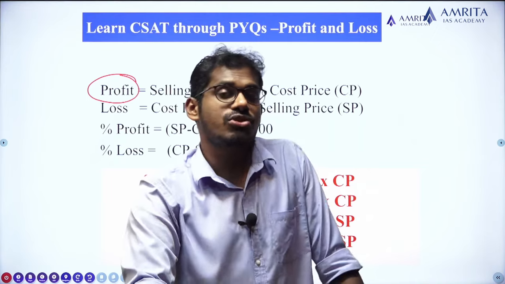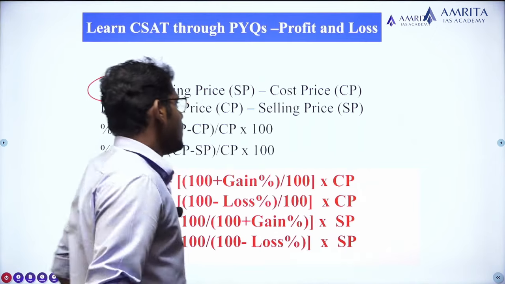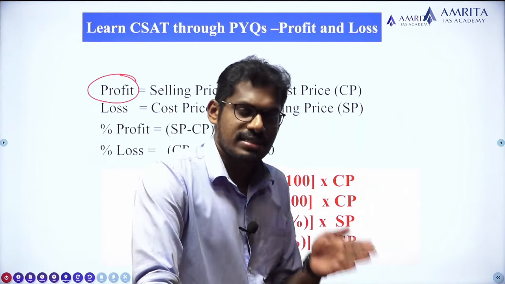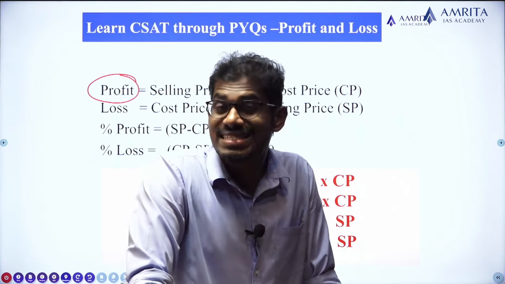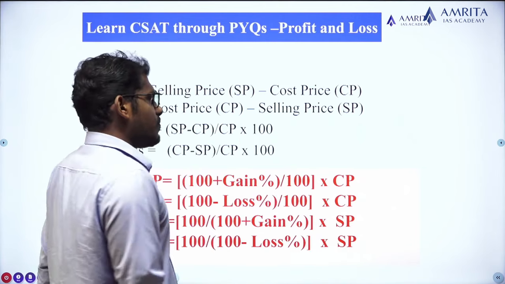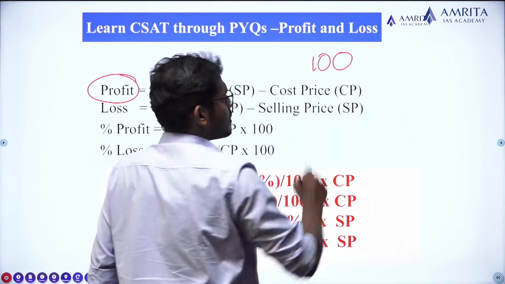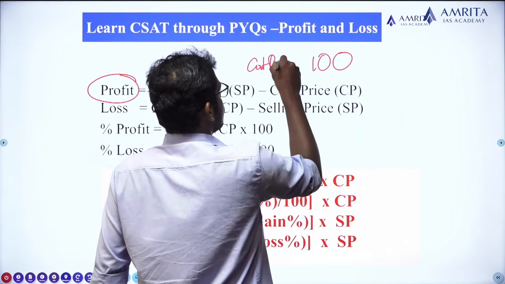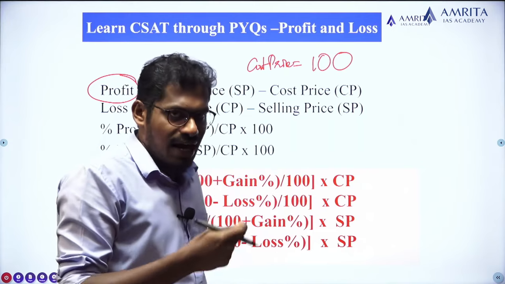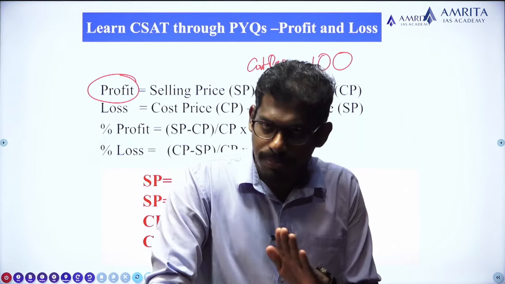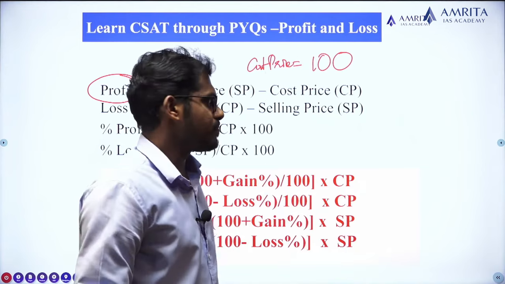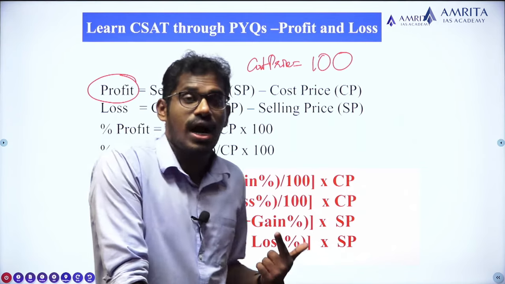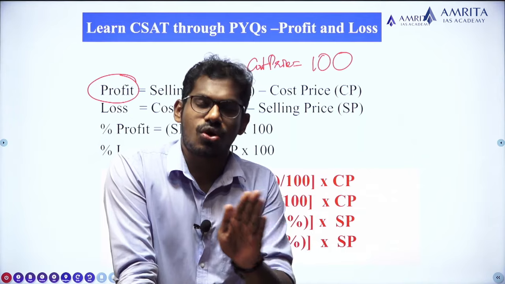So now we have to talk about what actually the selling price and cost price are. Selling price is the price at which a particular product is sold, and cost price is the price at which that particular product is purchased by the seller. I will explain. If a seller has purchased a particular good at a price of 100, this is the cost price, which means the price at which the good is purchased by the seller. Seller means the person. He has purchased this good at a price of 100, so it cost him 100 rupees. That is why the cost price is 100.